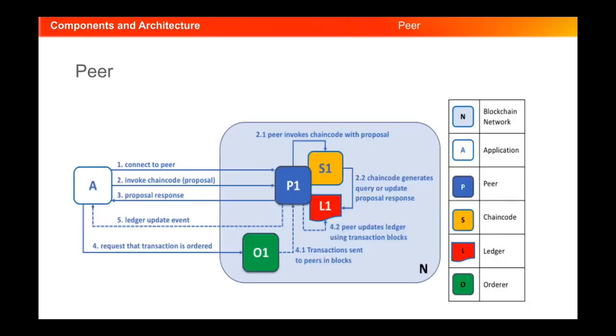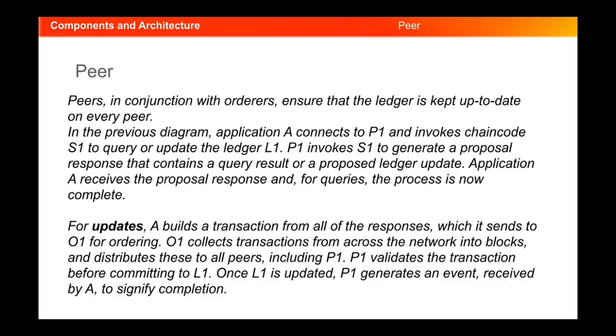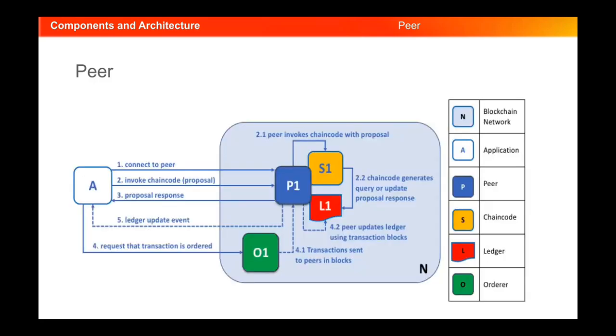So this is the 5-step process that happens in case of a peer ledger update. These are the steps that you need to keep in mind when you invoke a ledger query or a ledger update to your peer or to your network which consists of peers. So this is the explanation of what I just explained, and it depicts whatever the diagram says.